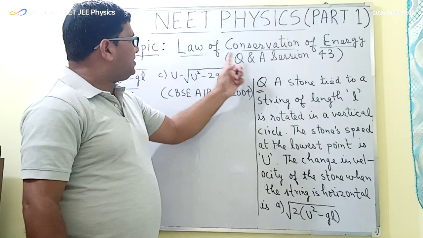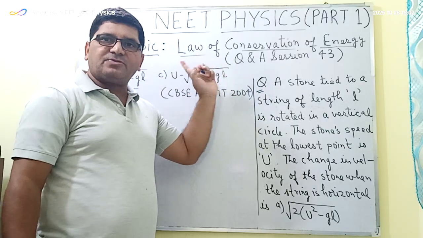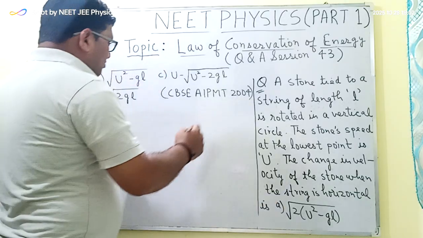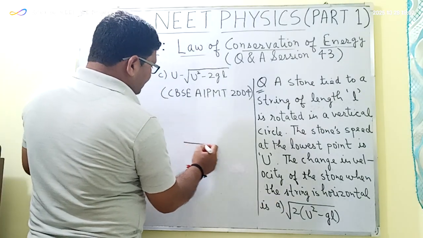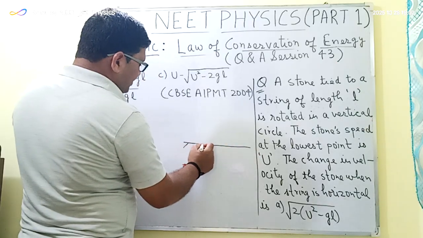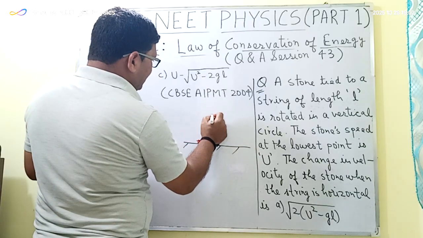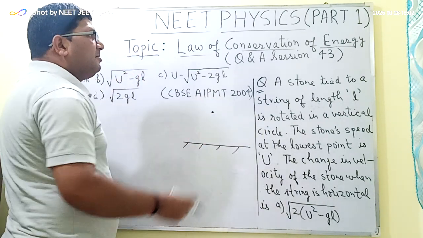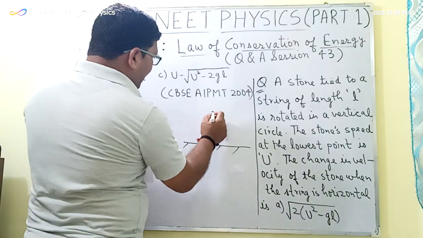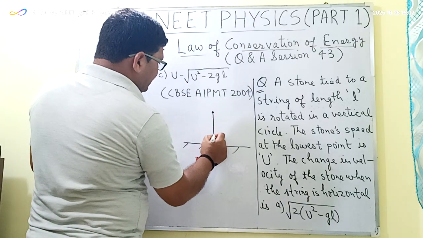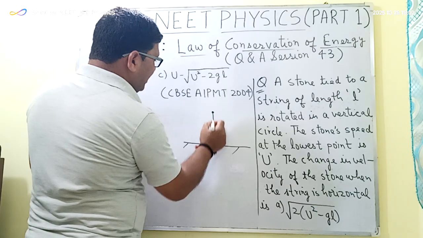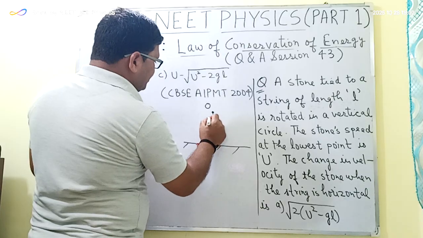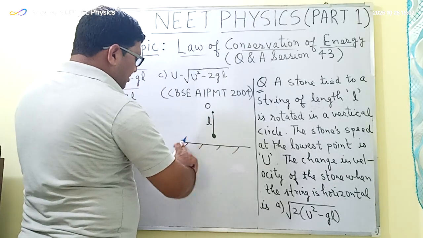Now this question is based on the law of conservation of energy. By using this law, we will be able to find the solution. So let us try to understand this with the help of a very simple diagram. This is the surface, and let us say there is one stone here. Let us say this stone is tied to a wall, and this is the string here, and the stone is tied at this point, say O, and this is the stone. The length of the string is L, and this is the surface.